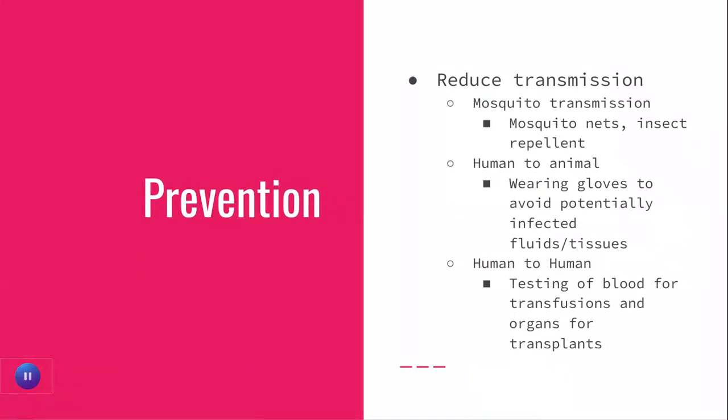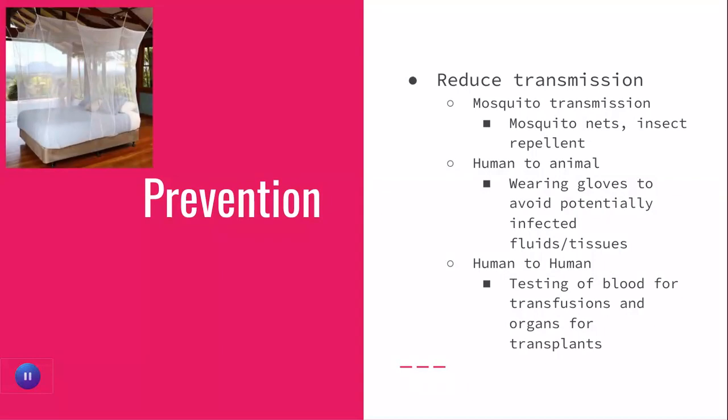So since there isn't a vaccine, they would focus mostly on prevention to reduce transmission. There are pretty much 3 ways to reduce the transmission: via mosquito transmission, human to animal, or human to human. For mosquito, you pretty much do the things you would do to get rid of bugs, or protect yourself from bugs. So mosquito nets are obvious, insect repellent, get rid of those bugs around you, prevent the biting of a mosquito.